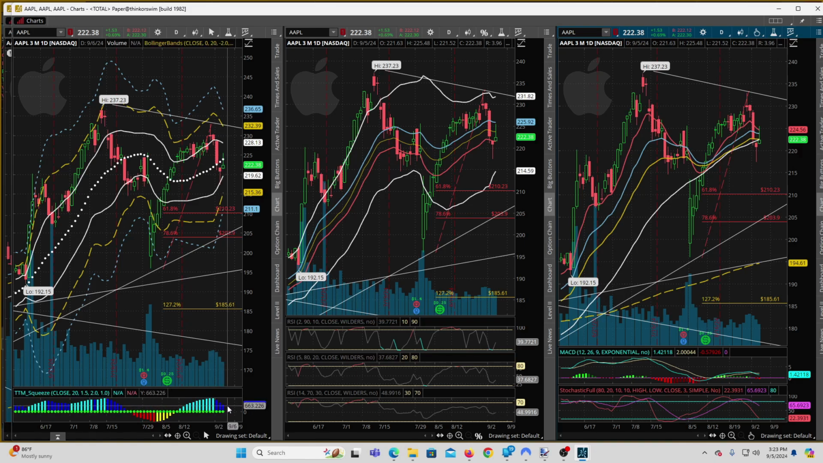I'd like to see this turn back up a little bit. I would like to see this continue up. I'd like to see this stay below the midline right here. And then if I could get just a little bit of turn up in this MACD, right here, that would be great also. But I am going to be watching it tomorrow.